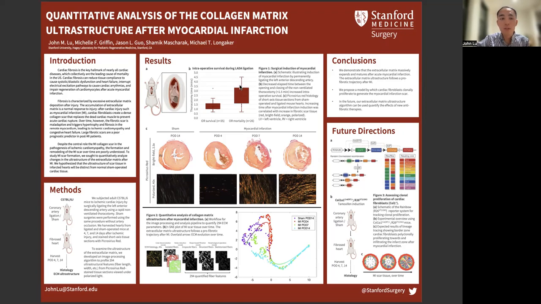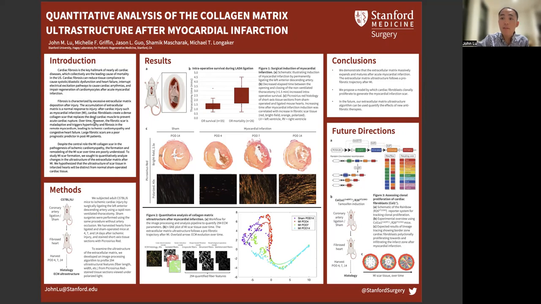So what is fibrosis? Fibrosis is characterized by excessive extracellular matrix deposition after injury. The accumulation of extracellular matrix after injury is a normal response. For instance, after a myocardial infarction, otherwise known as a heart attack, cardiac fibroblasts create a dense collagen scar that replaces the dead cardiac muscle. And this prevents acute cardiac rupture, which would otherwise lead to, as you might expect, cardiac tamponade and death.